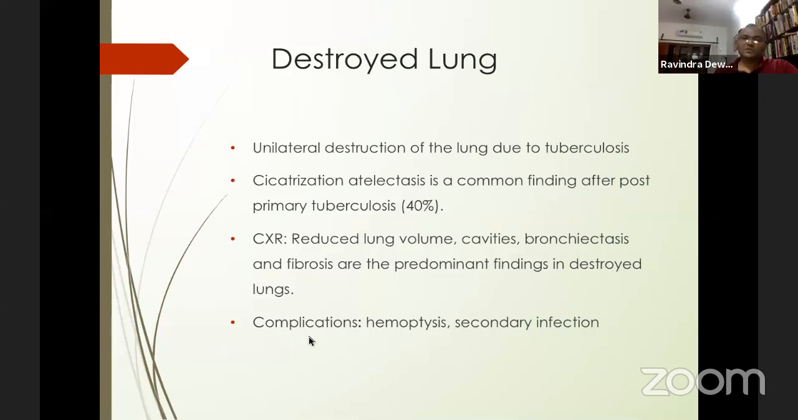Destroyed lung. Unilateral destruction of the lung due to tuberculosis. It causes cicatrization and atelectasis. It's a common finding after post-primary tuberculosis. X-ray chest shows reduced lung volume, cavities, bronchiectasis, and fibrosis. And the complications are the same, hemoptysis and secondary infection.